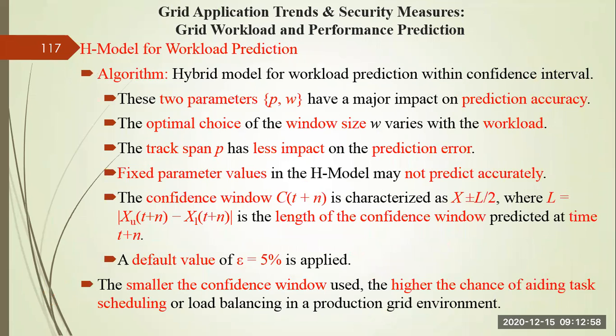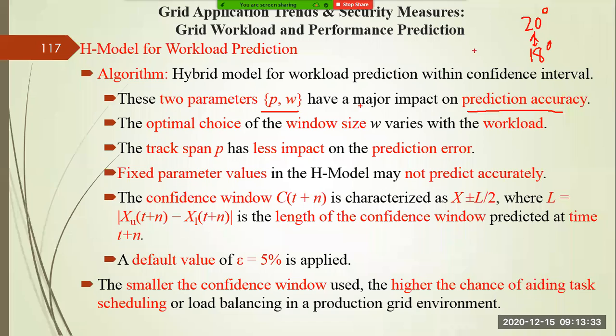So here we are using two parameters. One is P and another is W, right? These two parameters have a major impact on the prediction accuracy. Prediction accuracy means you told that tomorrow there is a rain, and there is a rain. Then the accuracy is 100%. You say tomorrow the temperature is, let's say, 20 degrees, but tomorrow's temperature is 18 degrees. Then your difference is only 2 degrees. So the error is 2 degrees. Your accuracy is not 100%, right?